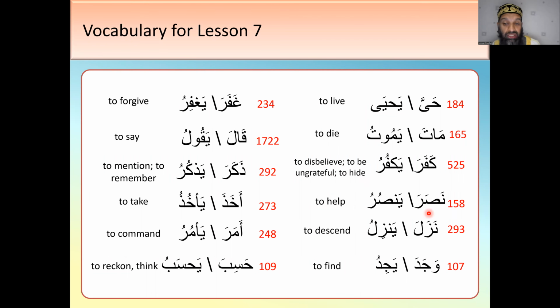Next one, nasara yansuru. Nasara yansuru, to help. Nasrullahi wal fath, help of Allah, right? In the Quran. And nasir, yeah, they come from there. Nasir means helper. Ansar, who are the Ansar? They were the helpers of the Prophet sallallahu alaihi wasallam. Yeah, Ansar from this word. Nasara yansuru. Nasir is the one who helps.